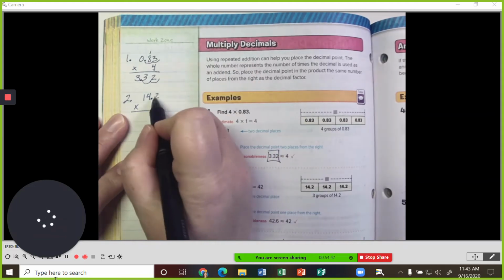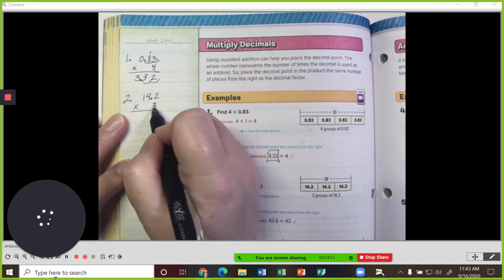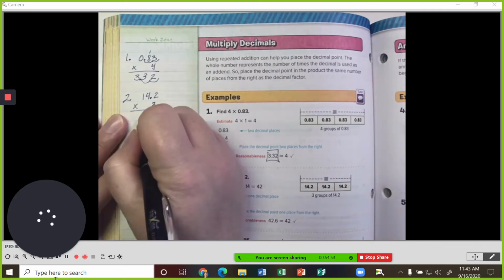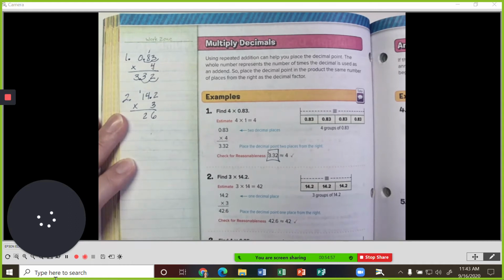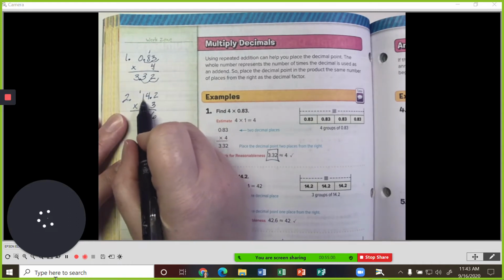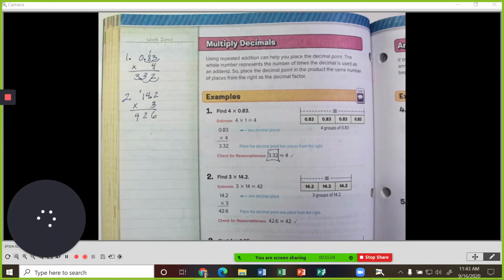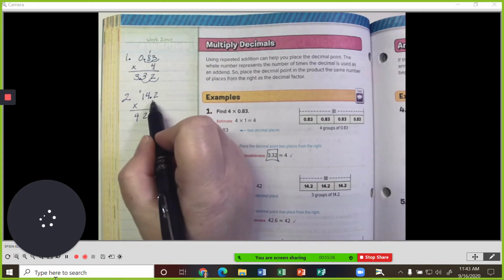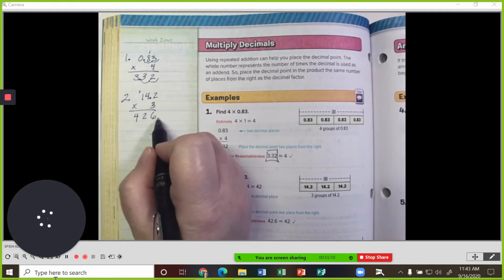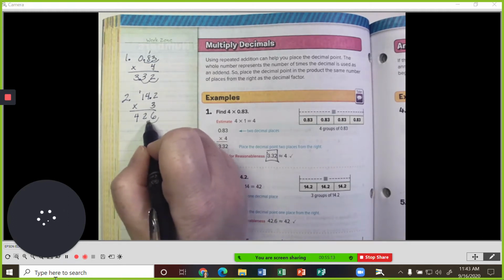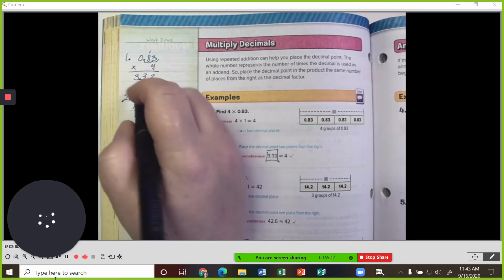So 3 times 2 is 6. 3 times 4 is 12. So we write the 2 underneath the 4, and then we carry the 1. 3 times 1 is 3, plus 1 is 4. And then I want to look at my decimal places. I have 1 decimal place in the problem, so I need 1 decimal place in my answer. So starting from the right, I move it over 1 place, and my decimal goes right there. So my answer is 42.6.